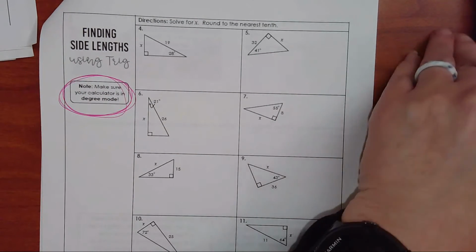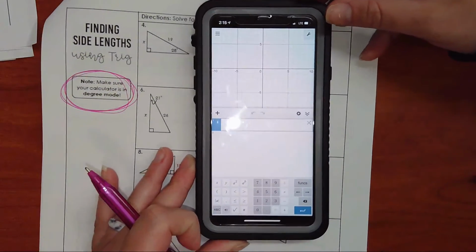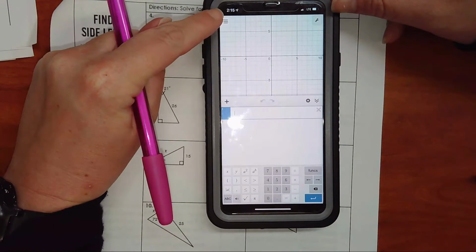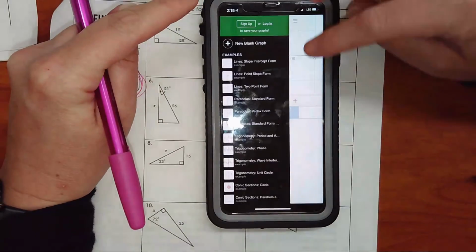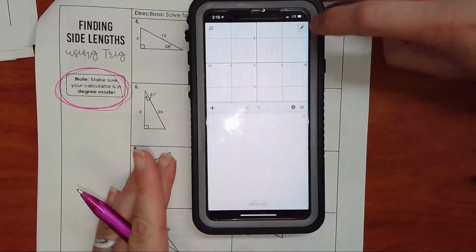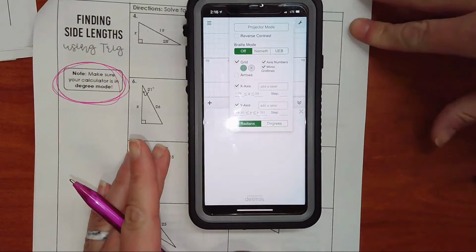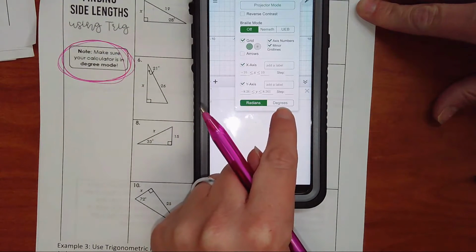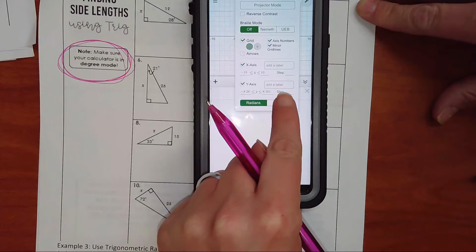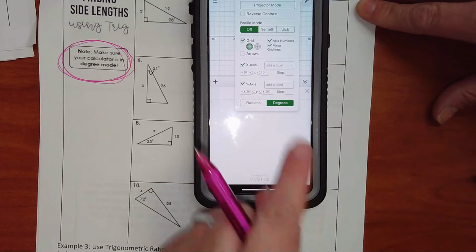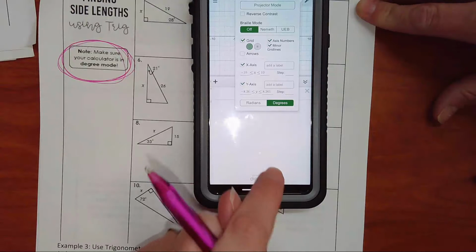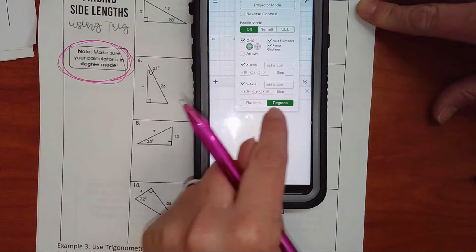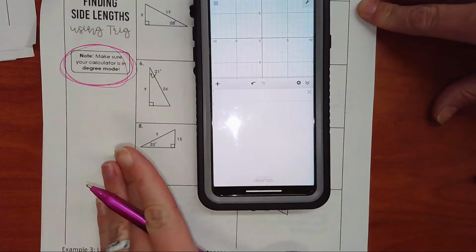If you are using Desmos, Desmos does not start your calculator in degree mode. You have to come up here to this little drop down. Oh, actually that's a lie. You come up here to this little wrench. Click on the wrench and then this pops up. And what you see right here is radians and degrees. So you need to make sure you click degrees. If you leave it on radians, everything is going to be wrong. So you need to make sure that degrees is highlighted.